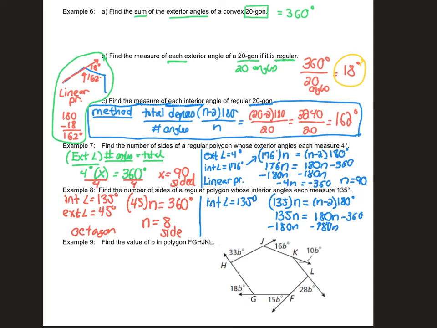135 minus 180 is, once again, negative 45. So negative 45n equals negative 360. And when we divide, we get n to be 8 again.